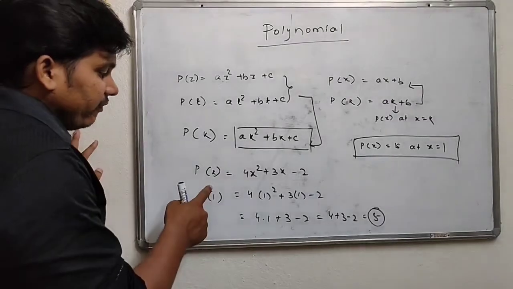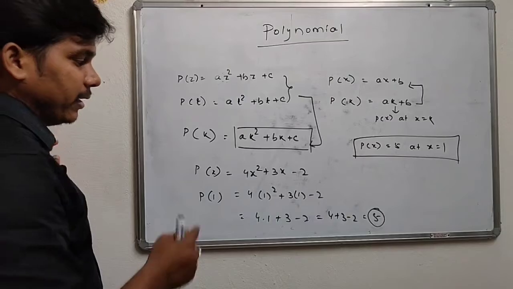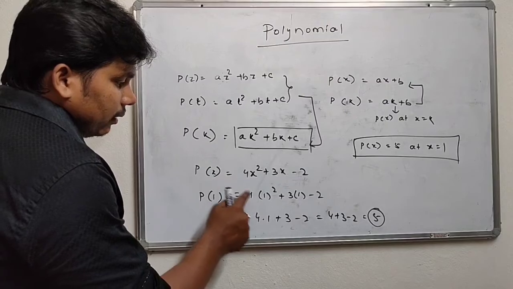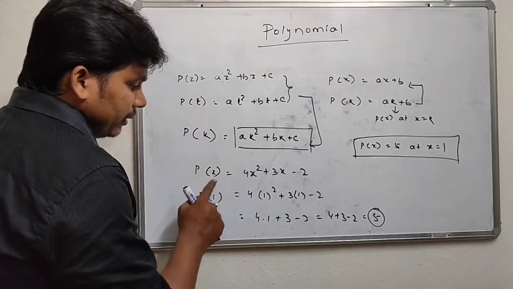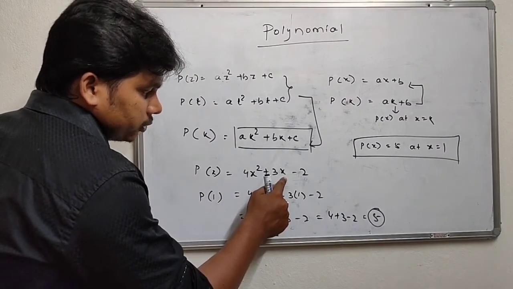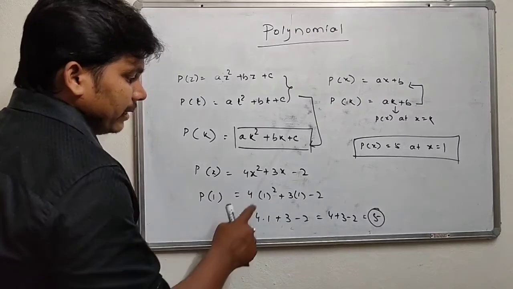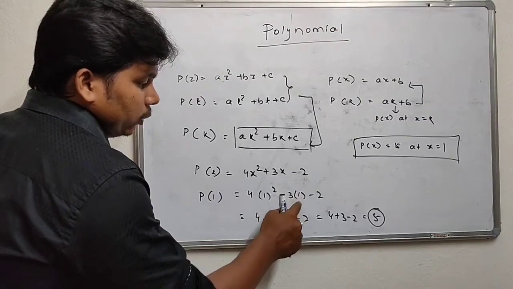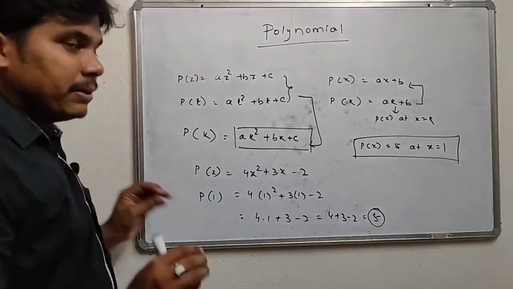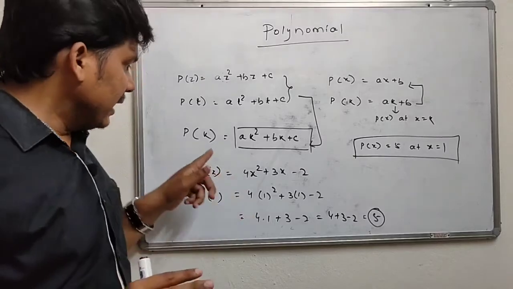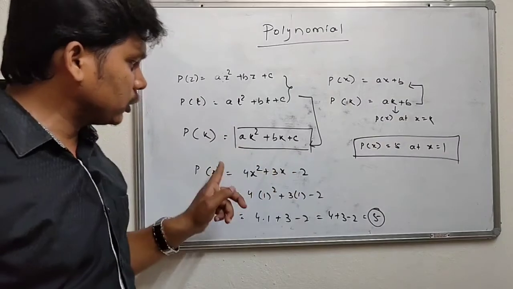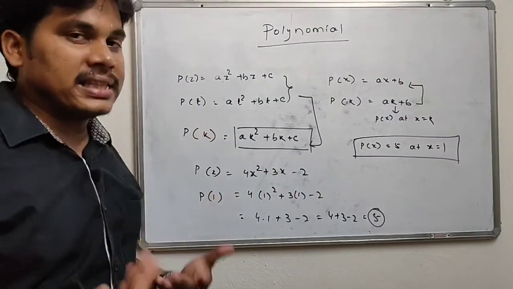So see, I am repeating the same concept here. I am putting 1 here, then the entire x will change into 1. Means here x is there, and rather than x I put 1. Here x, here also x is there, here also I put 1. Means 4 into 1 square is 4 plus 3 into 1 is 3 minus 2. As there is no x here, that's why the value will be 5. Means from this you can conclude that if you change this position, the entire values may change or will change.